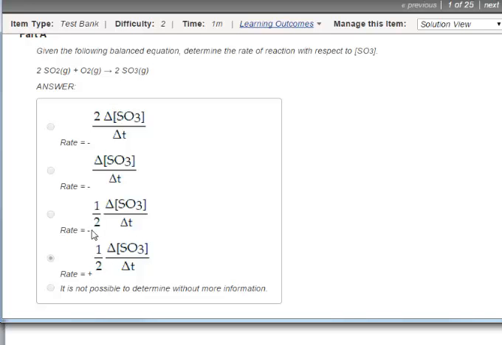The other option was negative. Those are really tiny. You got to see those, positive and negative. This is a positive, and that's question 1.